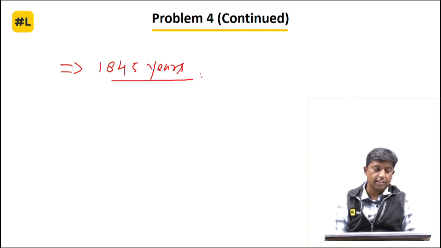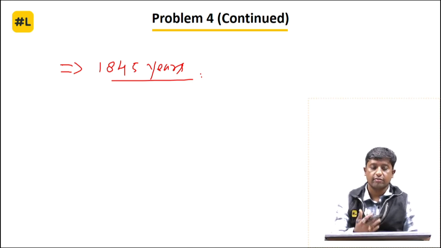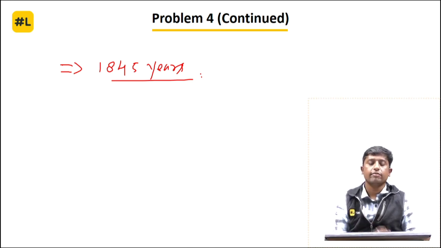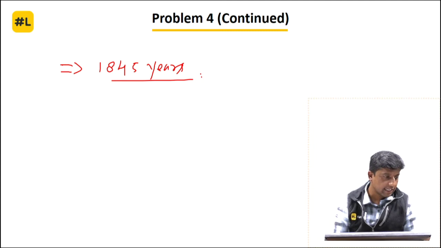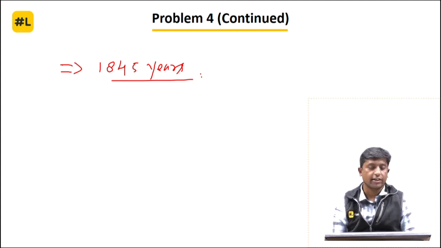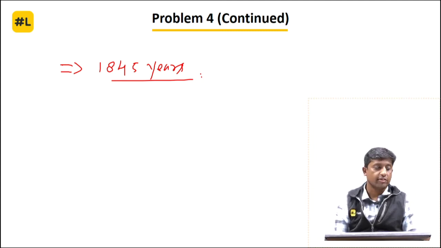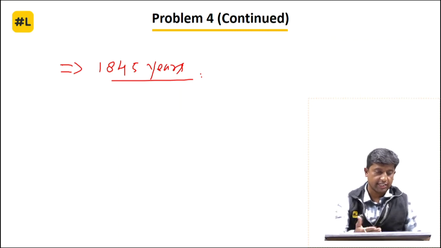So what have we done in this problem? First we calculated the value of k. After finding the value of k, we calculated t. t is nothing but, yes Raghu, it is 1845. Very good. So that will be the final answer. You can check for the correct answer. That is the answer.